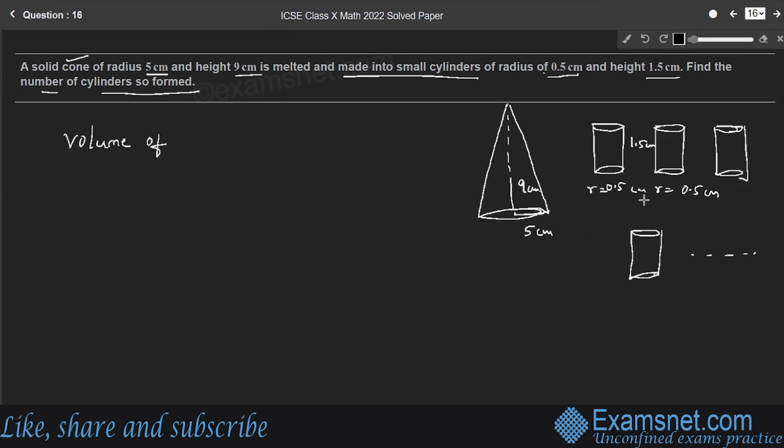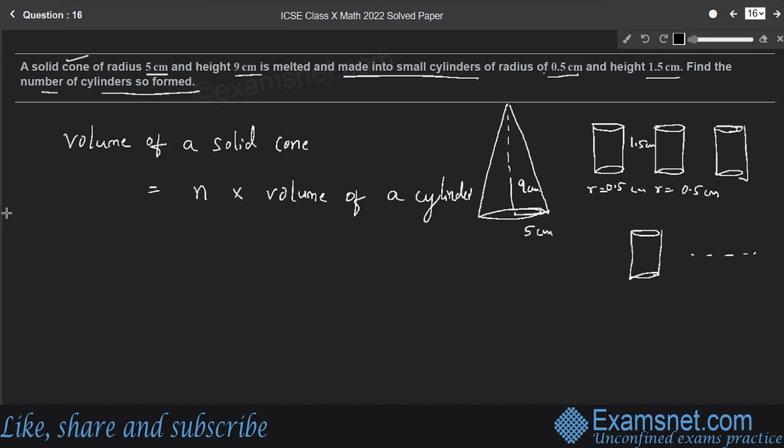Volume of a solid cone is equal to n number of volume of cylinders, right? Here n is equal to the number of cylinders formed, n into volume of a cylinder. The radius of each cylinder is the same, 0.5 centimeter, and its height is also the same.